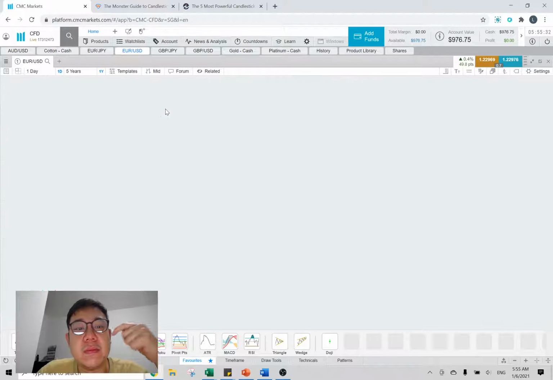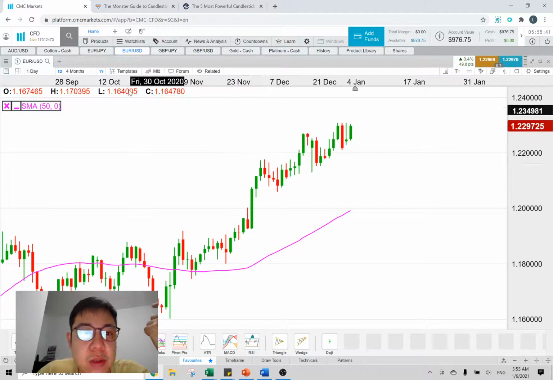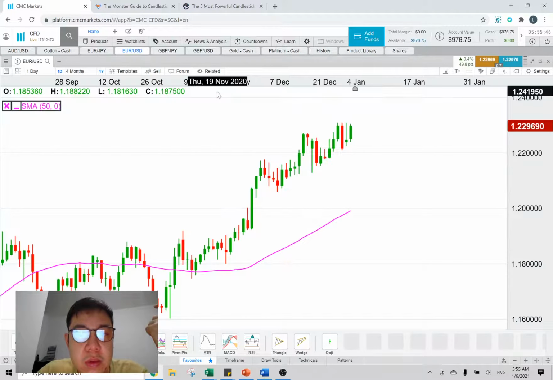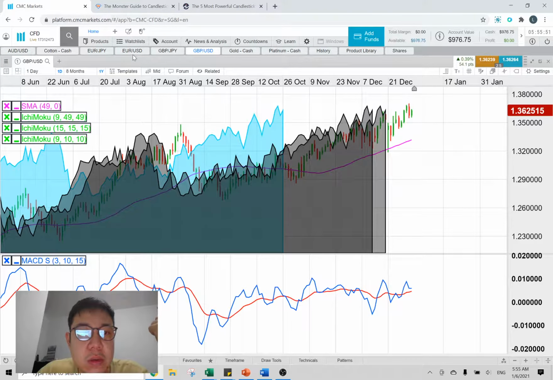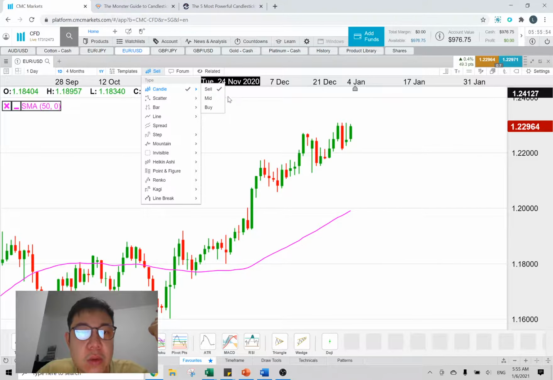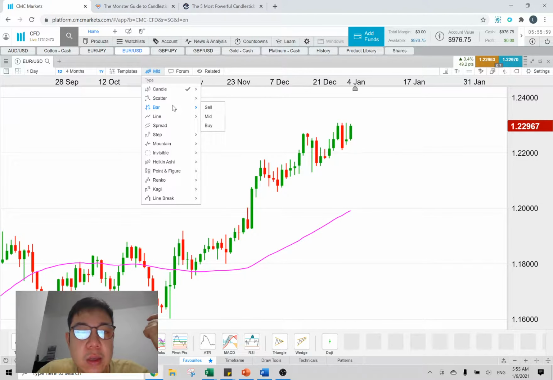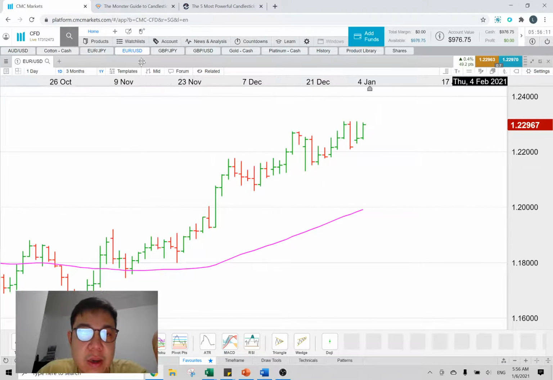Okay, the two most commonly used ones: candlesticks, that's number one. Okay, candlesticks. I don't know what this setting is made by, but let's just use candlesticks. And then there will be bar. Bar would be the second most commonly used. Similar to candlesticks, but it's a thinner version. That's all it is.